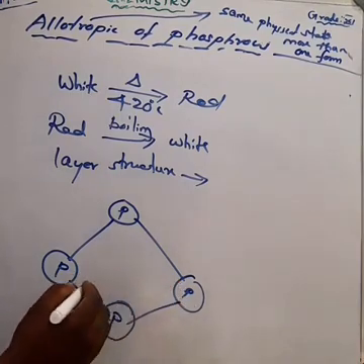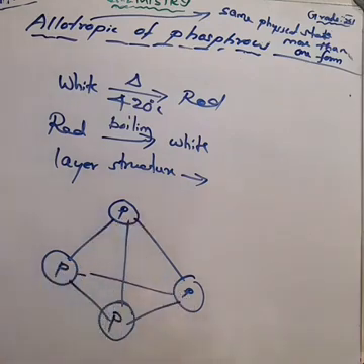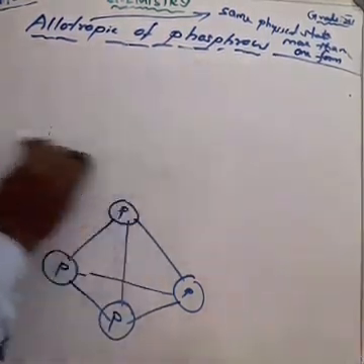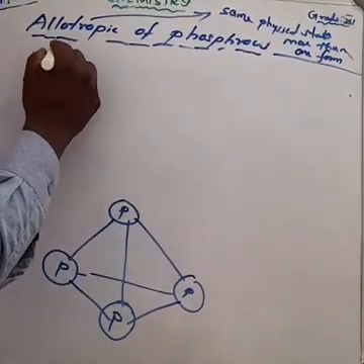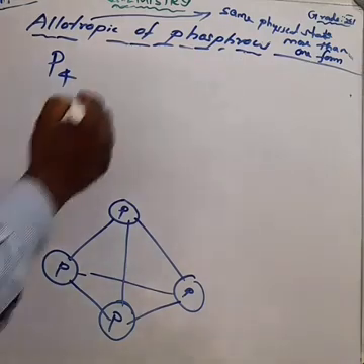Here, phosphorus has 4 atoms. The 4 atoms of phosphorus have a polymeric structure, with a chain of P4. How many phosphorus atoms? 4 phosphorus atoms. Am I right? So it is P4 linked tetrahedrally.